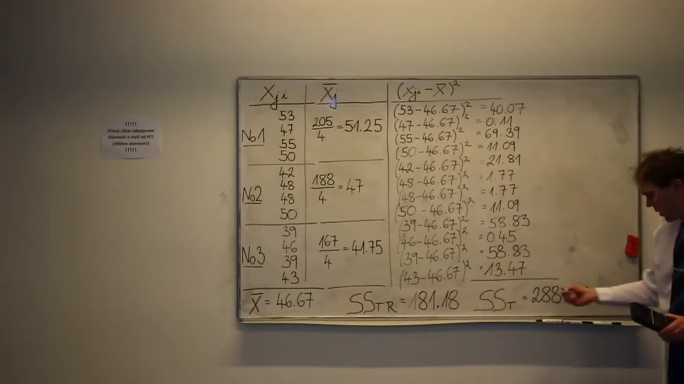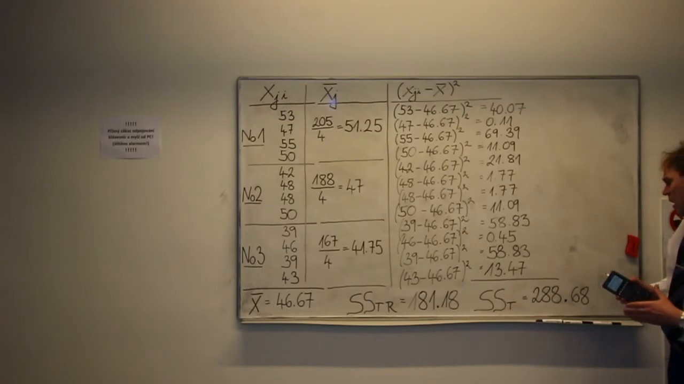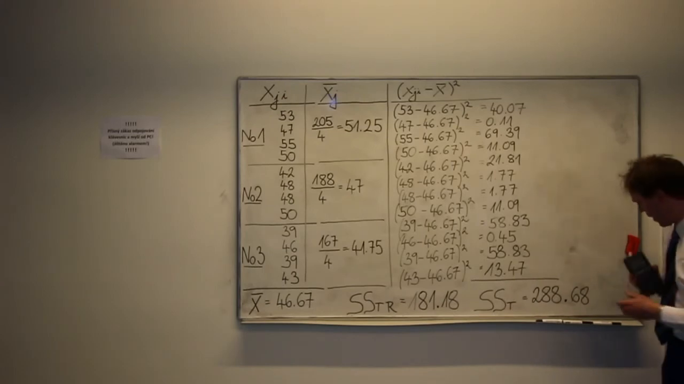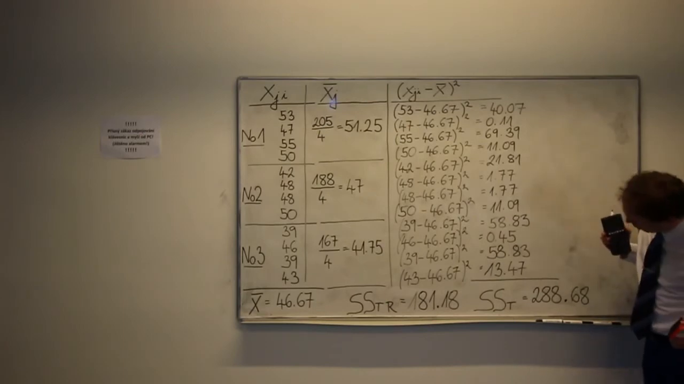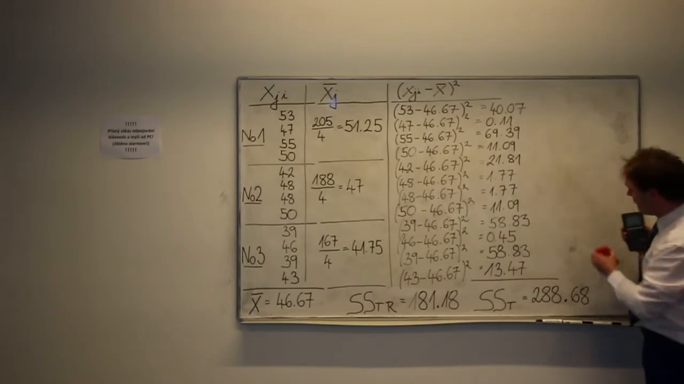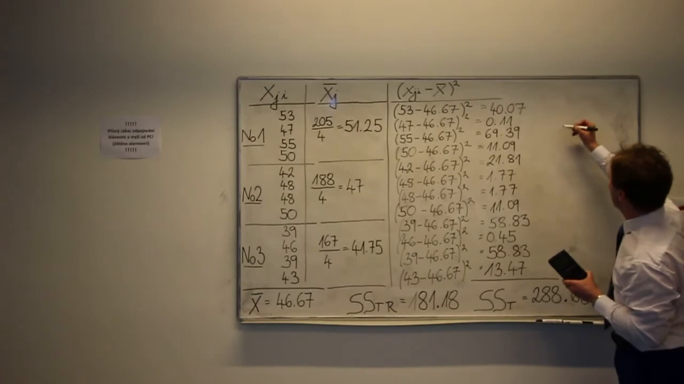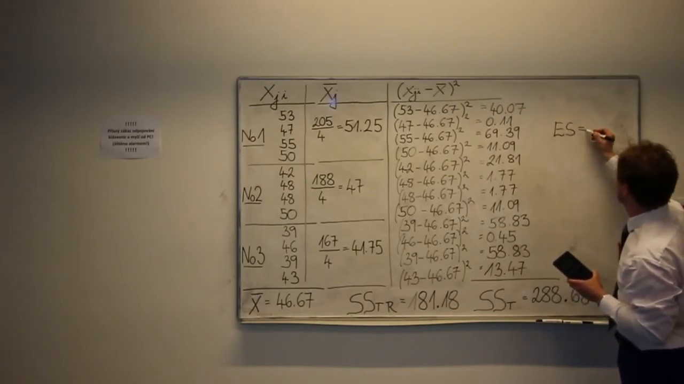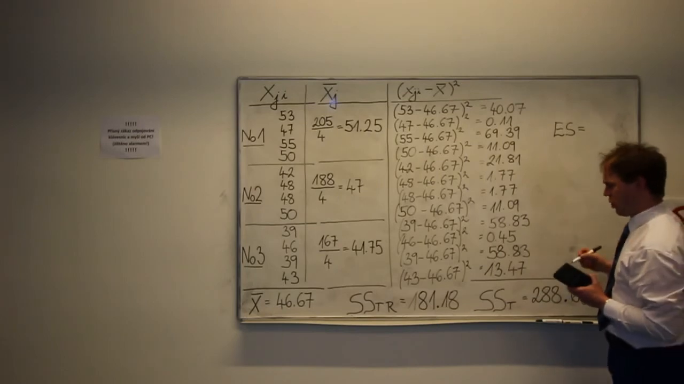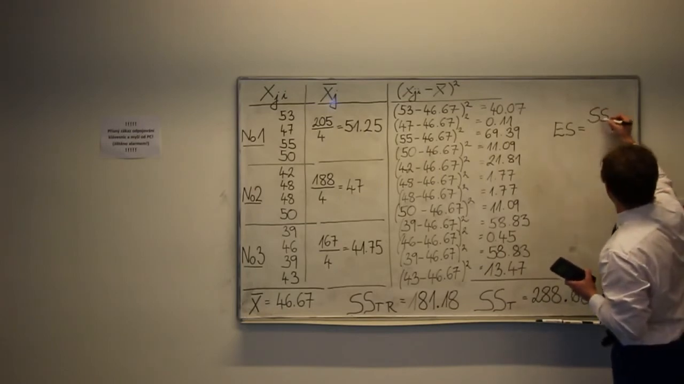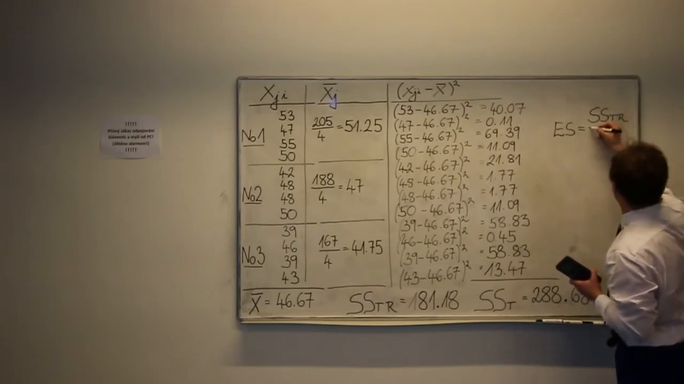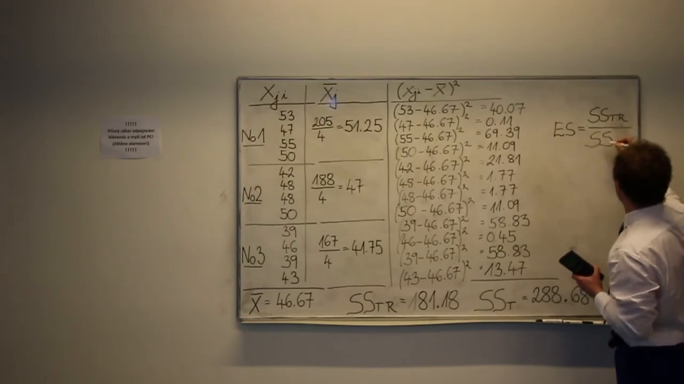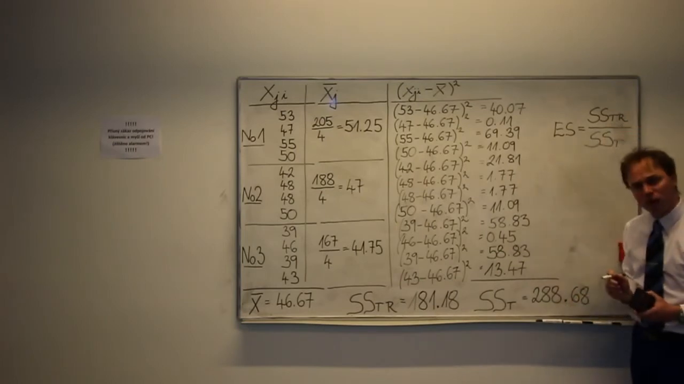288.68. So this should be the total sum of squares. Okay, so we have practically everything for the calculation of effect size, because this is the ratio of sum of squares treatment and sum of squares total.